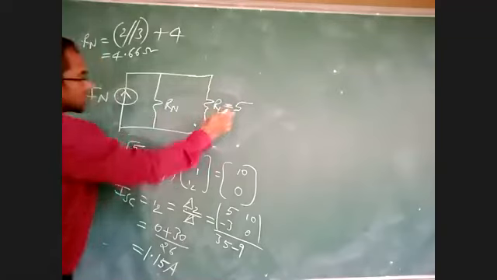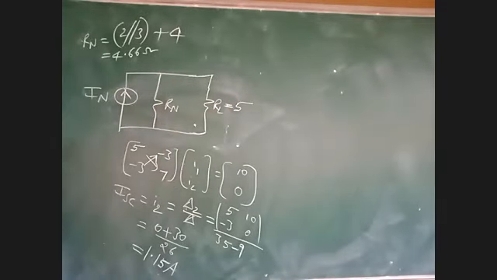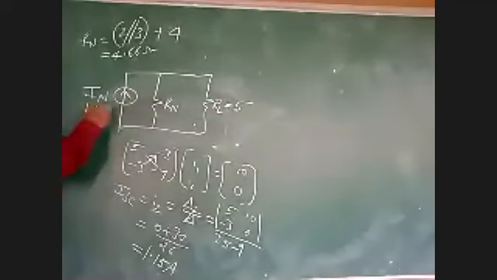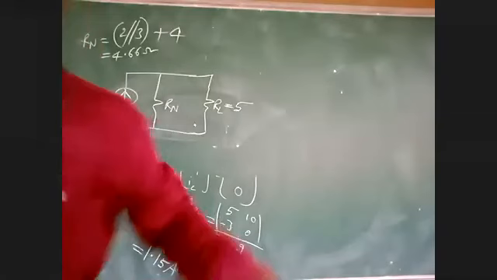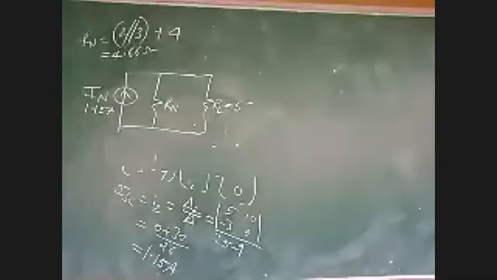The resistance we have removed is 5. Sir, it's 4.2. How much? So it's 4.2, sir. RN is 4.2 ohms.